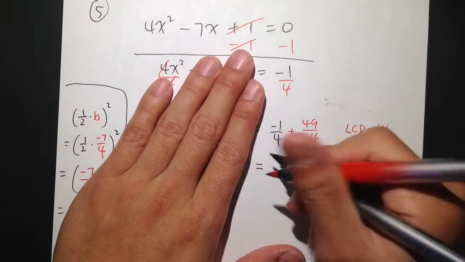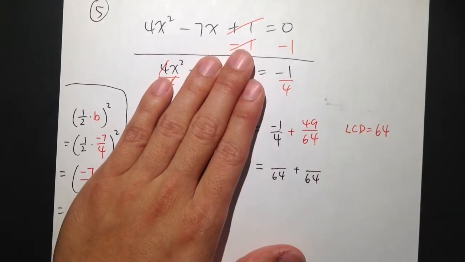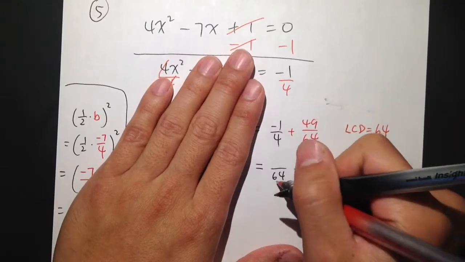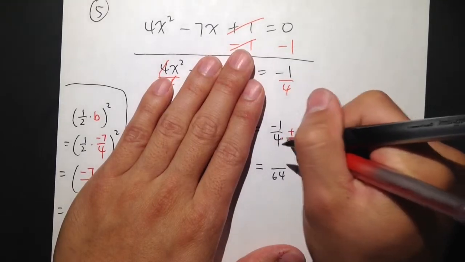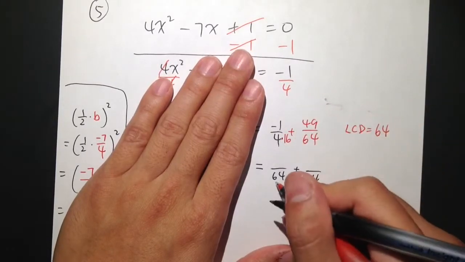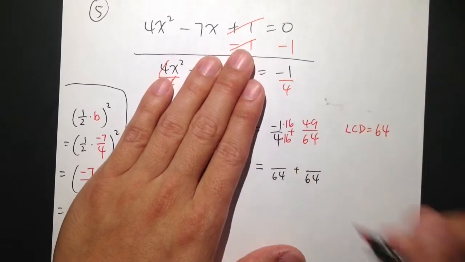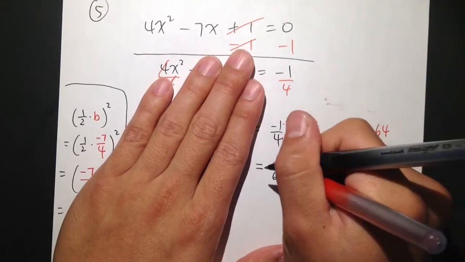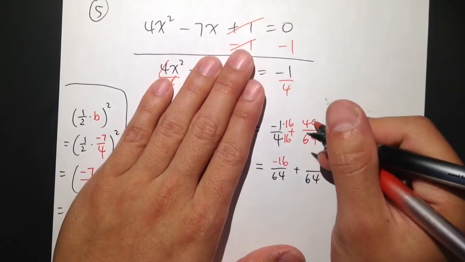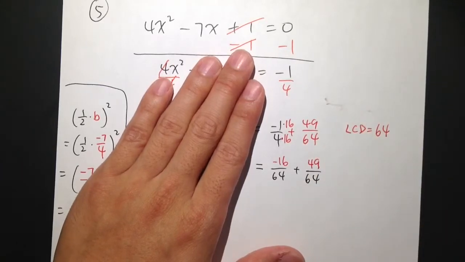So to add fractions real quick, let me put down 64 plus blank over 64 like this. And let me ask you, 4 times what will be 64? And the answer to that is 16. So you should multiply 16 to the 4 to get 64. You also need to multiply 16 on the top. Negative 1 times 16, which is negative 16. And then on this fraction, we already have 49 over 64. So the top doesn't need to be changed.